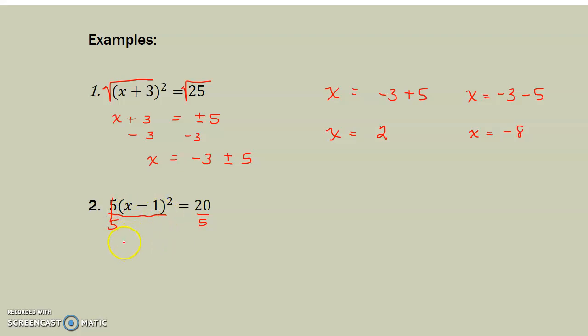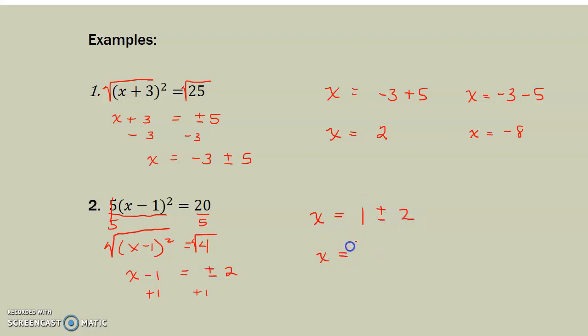So I have 1 times (x minus 1) squared equals 4. Now I have an expression squared equals a constant, so I'm going to go ahead and take the square root of both sides. So I have x minus 1 equals positive or negative 2. And I'm going to add 1 to both sides. I always put this in front because it makes more sense: 1 plus or minus 2, right? So x is equal to 1 plus or minus 2.